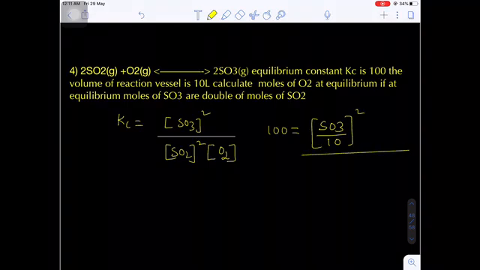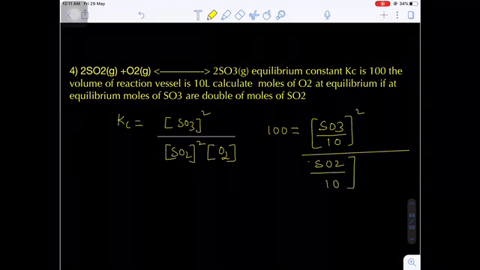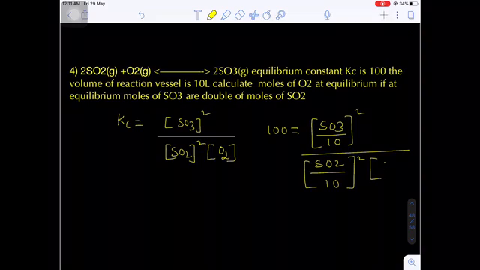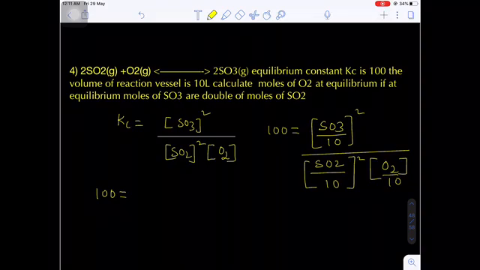Okay, whole divided by SO2 concentration, that is the number of moles of SO2 divided by the volume of the container, into the concentration of O2, the number of moles of O2 divided by the volume of the container, 10 liters. Now here 100 is equal to, from the last information, the number of moles of SO3 is double the number of moles of SO2.